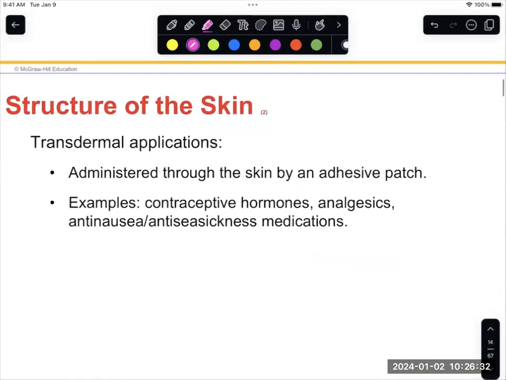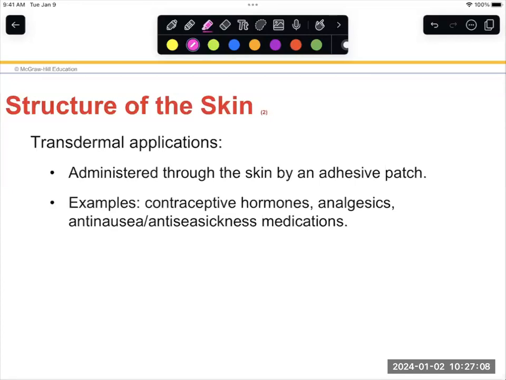So transdermal applications. These are medications that are placed directly onto the skin. And then that medication is going to diffuse or go across that epidermis and enter into the blood vessels that are found in the dermis. These medications are placed on special semi-permeable membrane material that allows for a slow absorption of this medication through the skin.